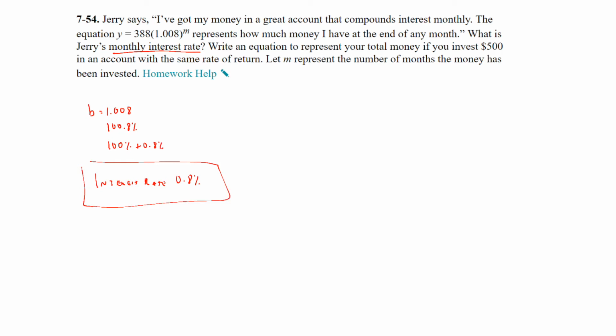The next question says, write an equation to represent your total money if you invested $500 with the same rate of return. So it'll be similar to the equation above, but your initial value is now 500. The interest rate is the same because it's the same rate of return, raised to m, which is the number of months.